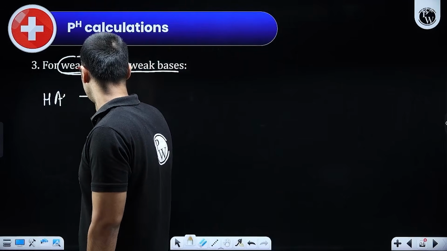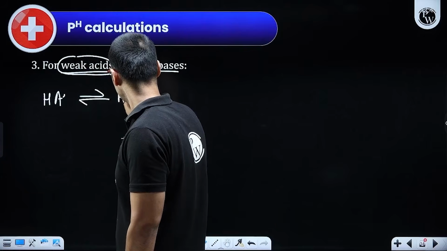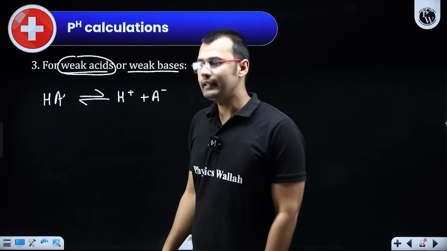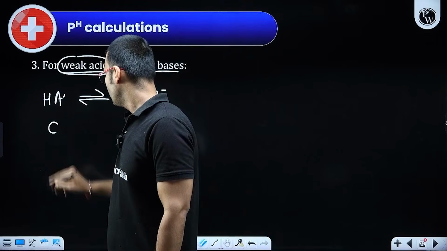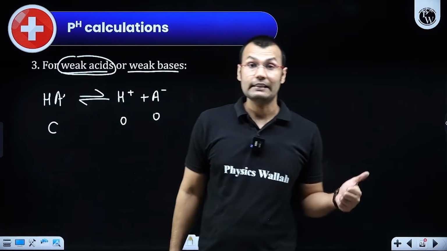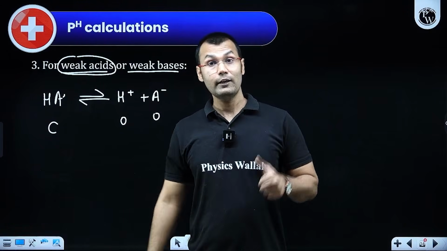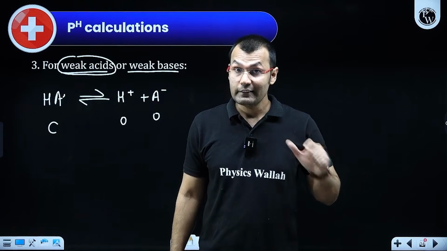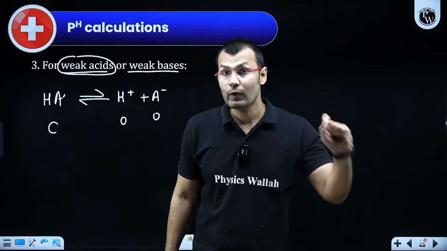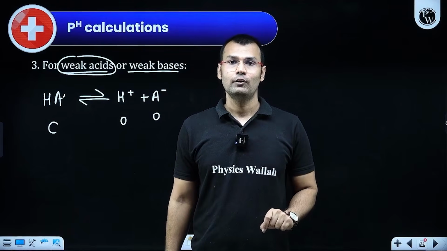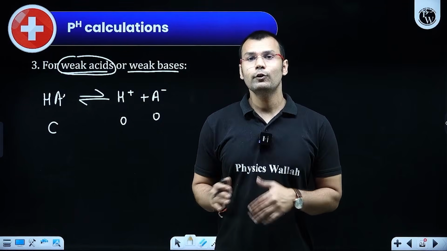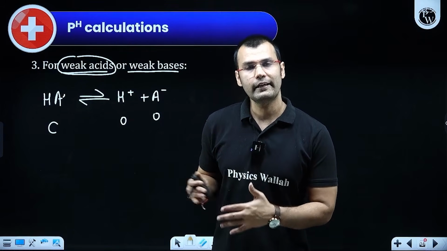So this HA will decompose as H plus and A minus. Now here suppose that for your weak acid, the initial concentration is C. So before dissociation, ions will be 0. Now here, because it is a weak acid, a weak electrolyte, it will not dissociate 100%. So in this case, to get the concentration of ions, I will require the degree of dissociation. So for this weak acid, if your degree of dissociation is alpha, you know what is next to do. What is the next thing we have to do?